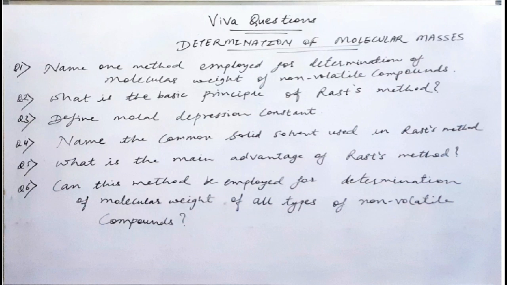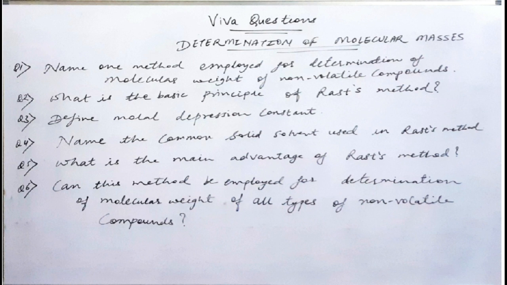Hello students, let us see certain important Viva questions for the topic determination of molecular masses. The first question: name one method employed for determination of molecular weight of non-volatile compounds. It is Rast method.